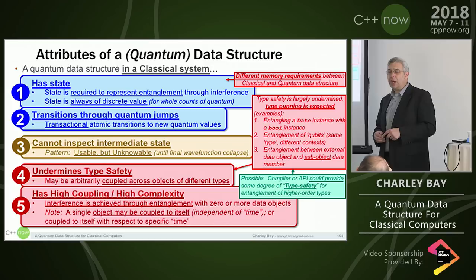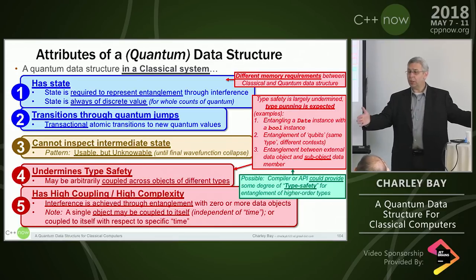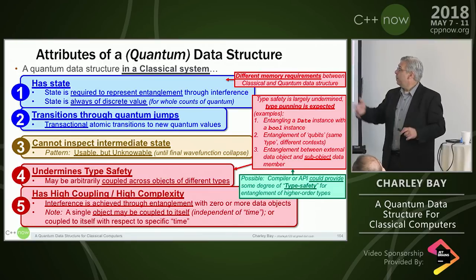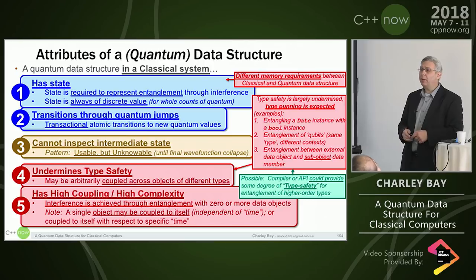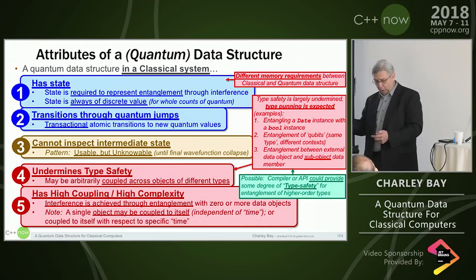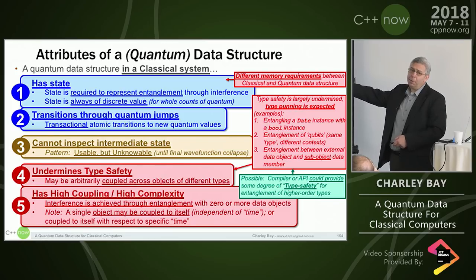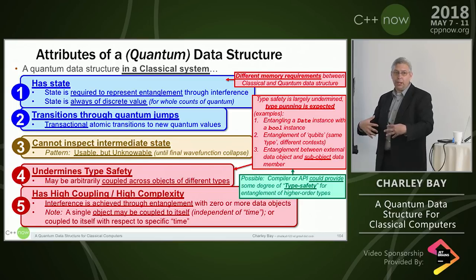But it's going to transition atomically, transactionally atomically, through quantum jumps. You can have whole regions where it's an eigenvalue. You have whole regions where it's undefined, too. You can do whatever you want. But when it goes to the observer effect, it's going to be a transactional atomic value that is yielded. So you can't inspect the intermediate state, but you do get your value out once you trigger the wave function collapse.